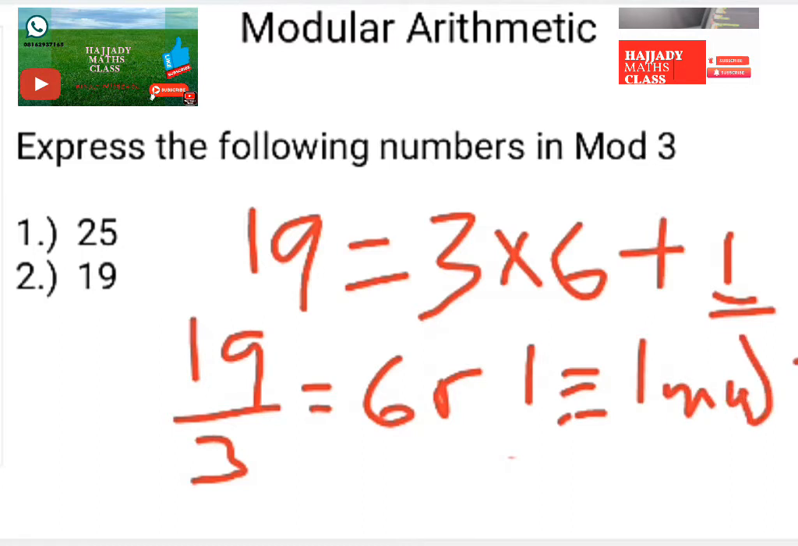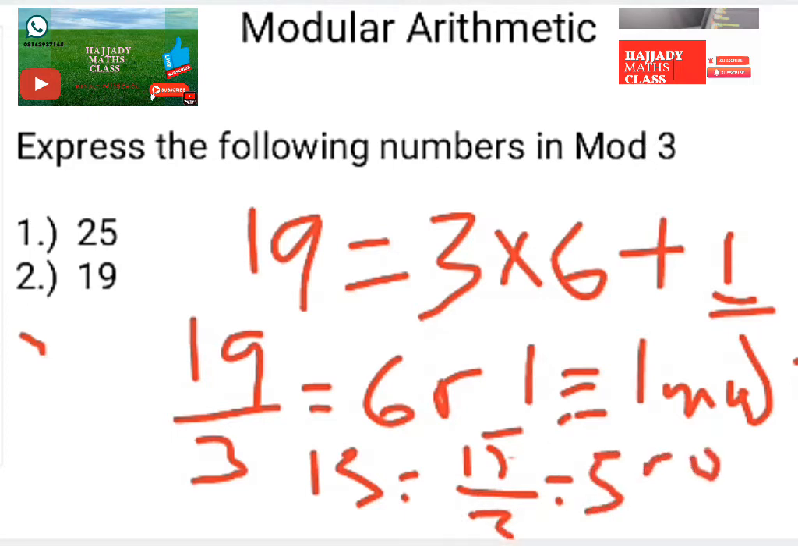But in a situation whereby you have, maybe, a third example as 15 in mod 3, this can be 15 over 3, which is 5 remainder 0. This shows that you have 0 mod 3. So this is how to express numbers in a particular mod.